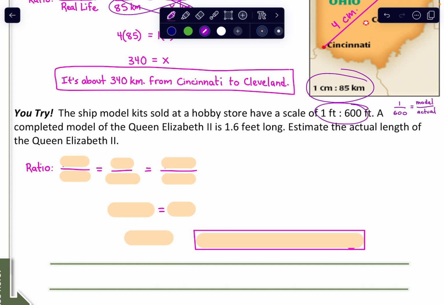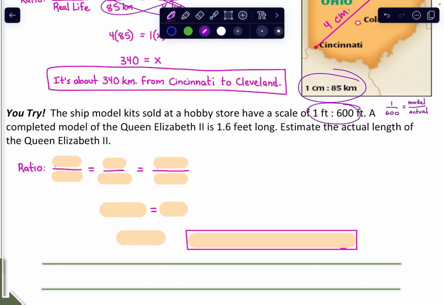And then the second ratio comes from the story problem. So read it, try it, pause the video here, see if you can come up with the actual length of the Queen Elizabeth II. All right, and we're back. Model and IRL. Model is 1 foot, IRL is 600 feet, and then they give us a value for the model, 1.6 feet. So that goes on top.